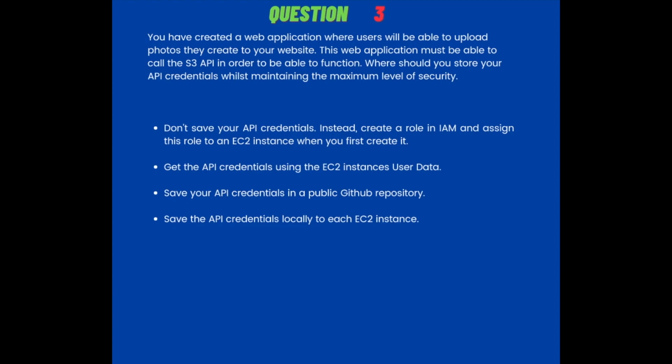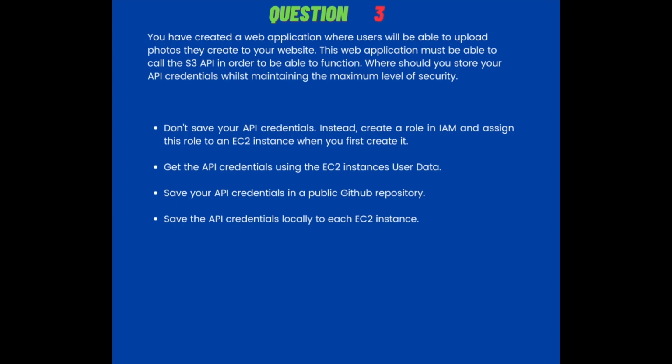So first one, don't save your API credential. Instead, create a role in IAM and assign this role to an EC2 instance when you first create it. This looks like the answer to me, but let's go with the other options as well. Get the API credential using EC2 instance user data, definitely not a recommended option to store any credential in your EC2 instance. Save your API credential in a public GitHub repository, not an option at all. Save an API credential locally to each EC2 instance, that's not an option.